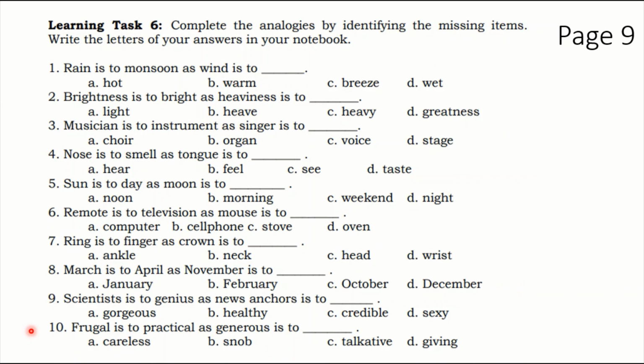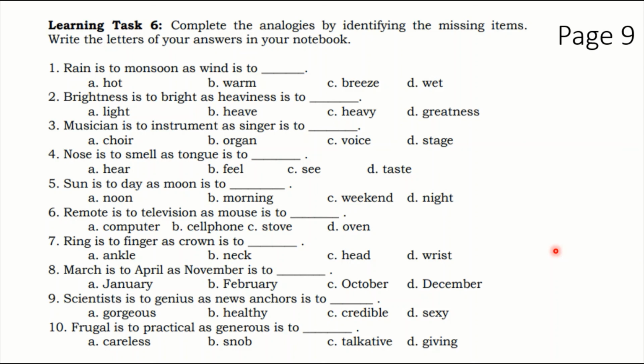Congratulations! Now we are done with learning task number 5. Let us proceed with learning task number 6. Complete the analogies by identifying the missing items. Write the letters of your answers in your notebook. These are also analogies, and they are expressed in a sentence. Number 1, rain is to monsoon as wind is to blank. And the same goes with items 2 to 10. So analyze the relationship between these analogies expressed in sentences and choose the letter that would complete the analogies.